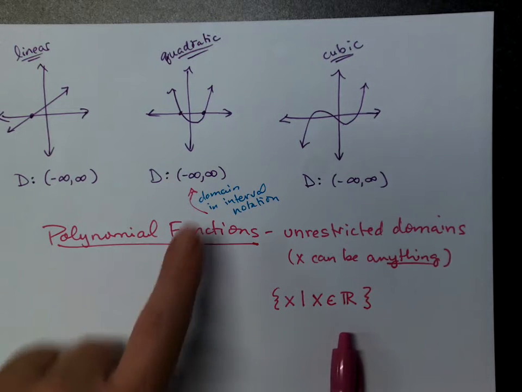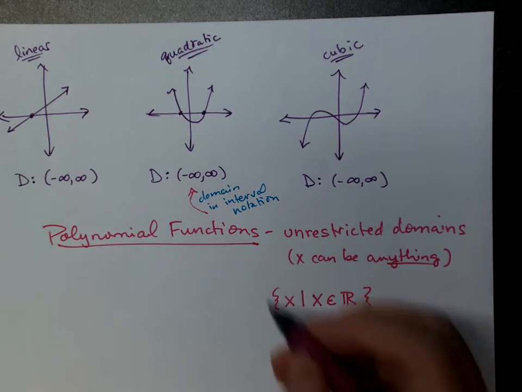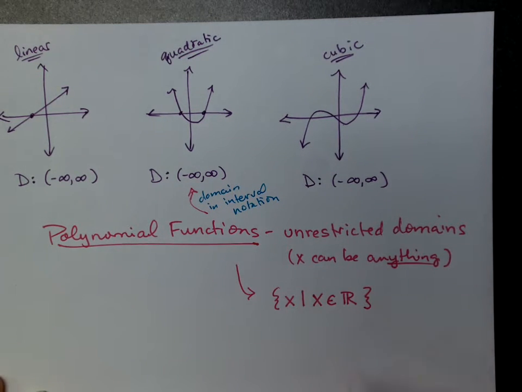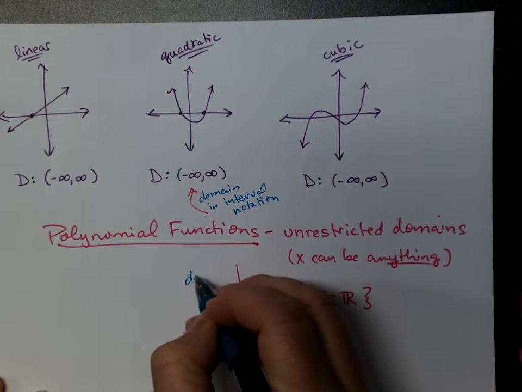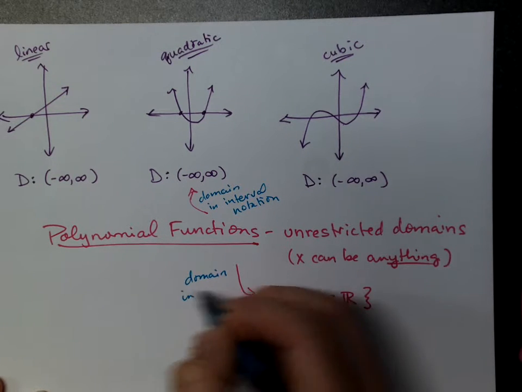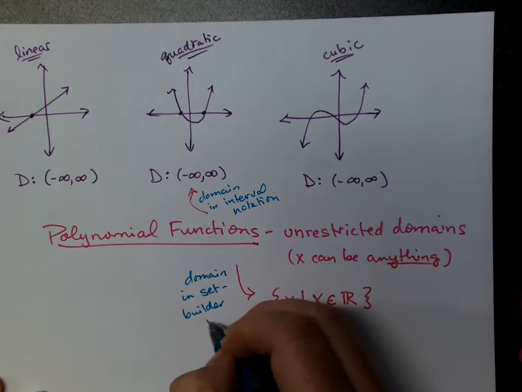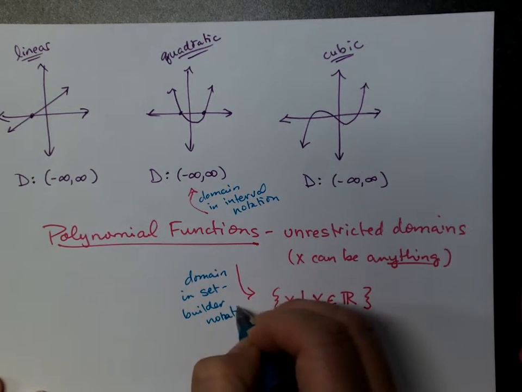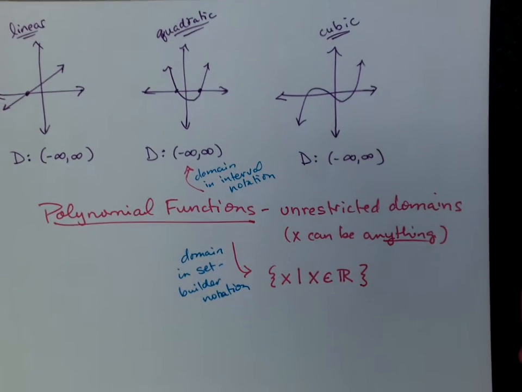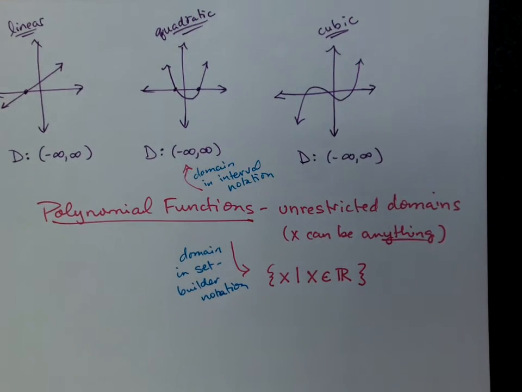This is another way to write interval notation, another way to write the domain, in what's called set builder notation. Okay. Means the same thing. It means that x is infinite and unrestricted, except it's restricted to the set of real numbers. But we haven't learned about imaginary numbers yet, so that's not our problem right now.